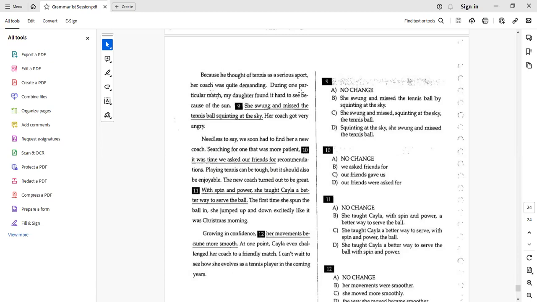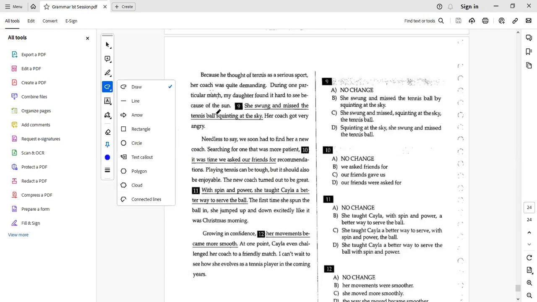Okay, as you can find, we are talking about the modifier. If you look at the sentence in front of you: "She swung and missed the tennis ball, squinting at the sky." Squinting at the sky is the modifier, and it comes after "ball," so it will not modify the ball. So A is wrong. Let's look at B.